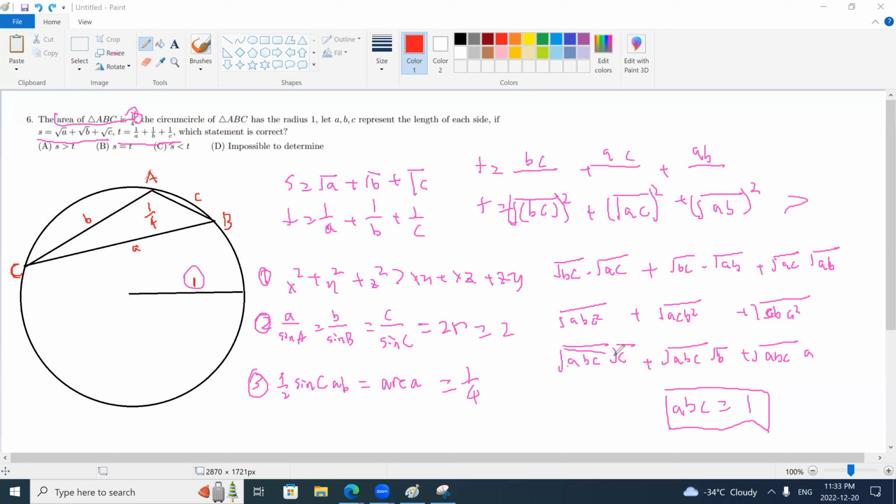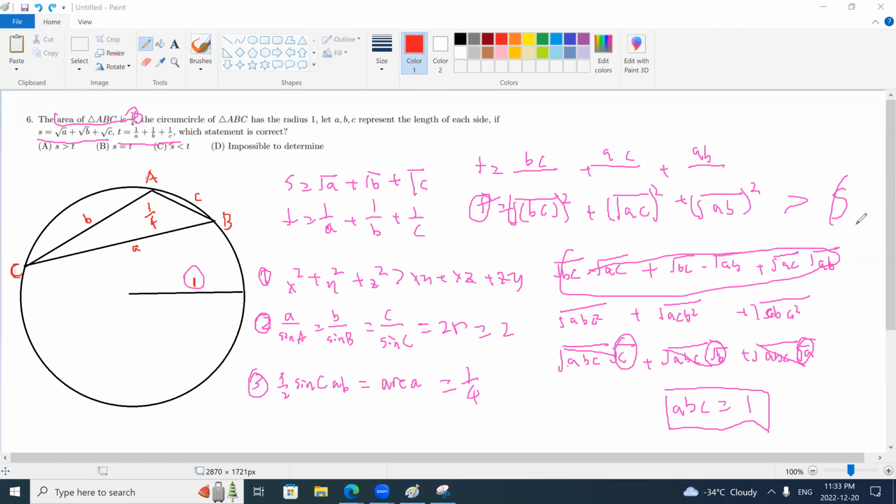Square root of 1, that's 1. Square root of 1, that's also 1. Square root of 1, that's also 1. Oh wait, there's the square root here. And okay, wait a second. Square root of C plus square root of B plus square root of A. This thing is literally S. This thing is literally S. Wait a second. I think we proved it.